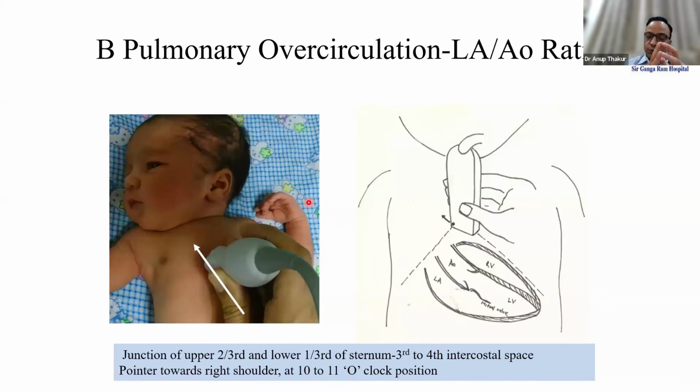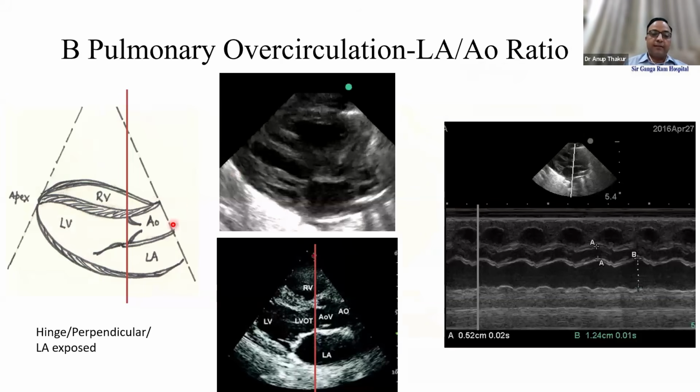the LA aortic ratio. This is a very common and important parameter to measure, and it is quoted in most of the literature. So what we have to measure is the LA and the aorta. You form the same parasternal long axis view which we just talked about. The pointer is towards the right shoulder, and you place the probe in the upper two-third and lower one-third of the sternum.